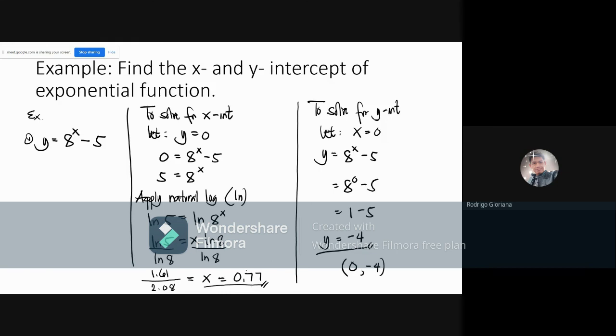On the other hand, here we have 0.77, 0. So that's how we solve for the x and y-intercept of exponential functions.